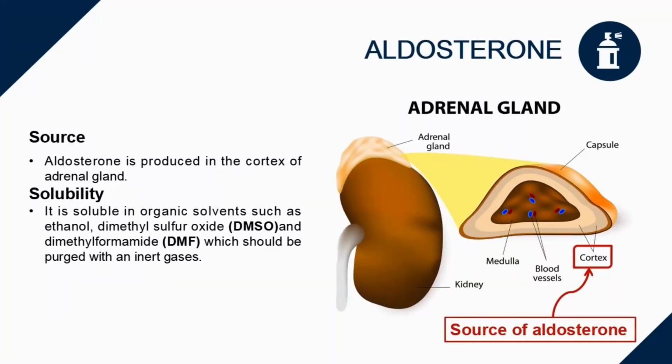Let's see the solubility, uses, and sources of aldosterone. Aldosterone is produced in the cortex of the adrenal gland and it is soluble in organic solvents such as ethanol, dimethyl sulfoxide, and dimethylformamide, which should be purged with an inert gas.